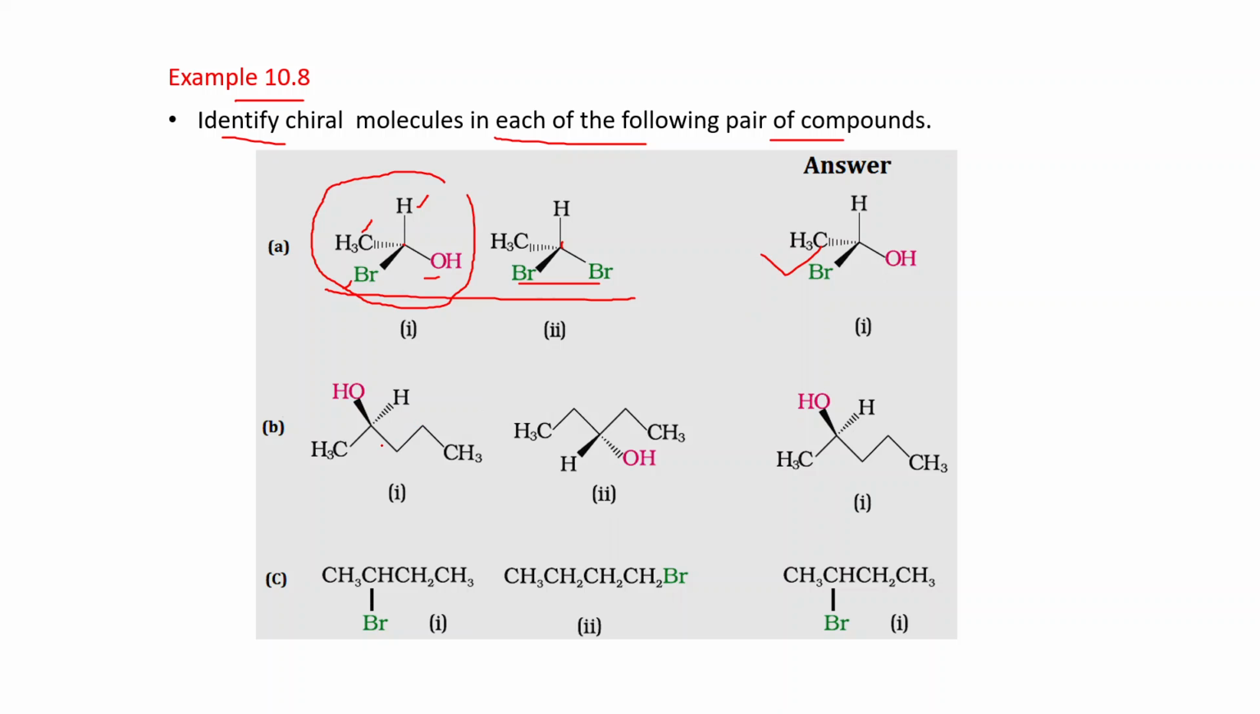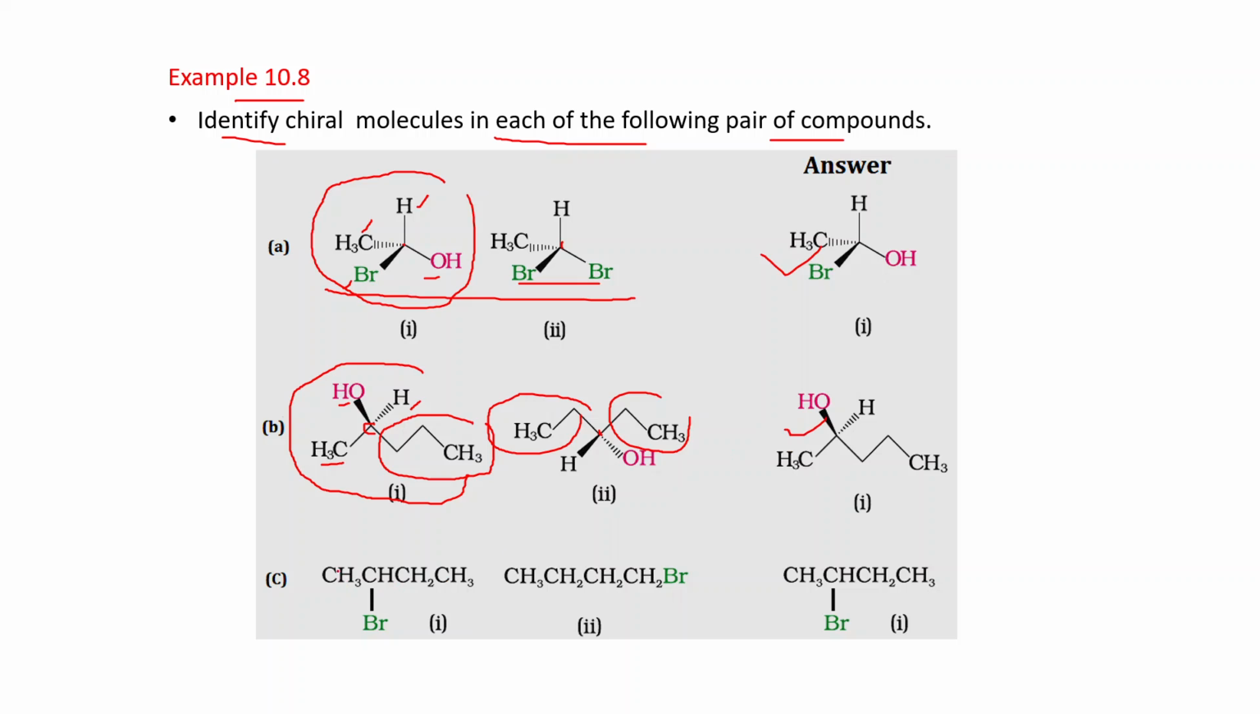Now in this case, this is the carbon. Okay, now this is attached with OH, CH3, this H, and this group is considered as one group. All four are different. But in this case, this is the carbon. You can say this one and this one are the same group. That's why your answer is this. This is a chiral molecule.